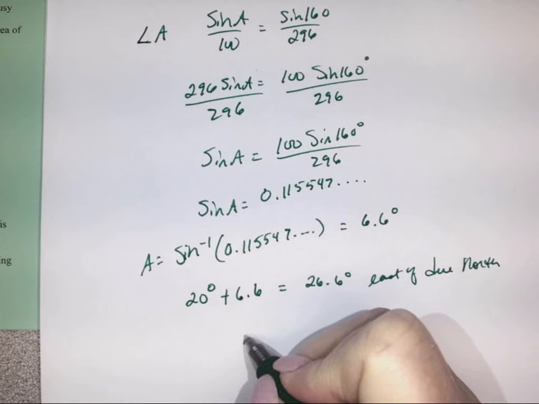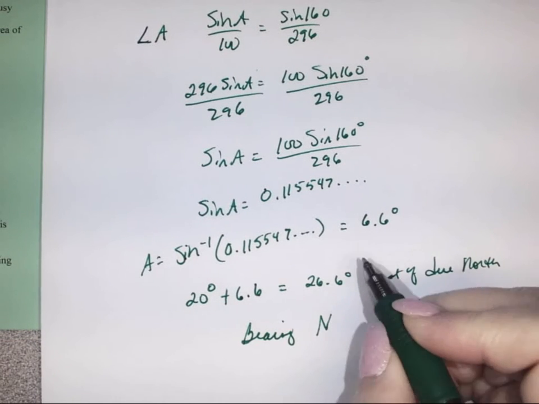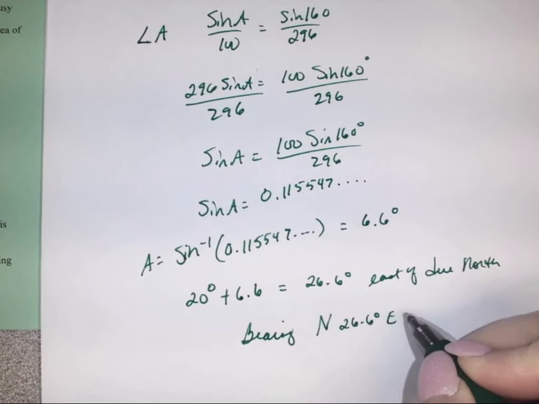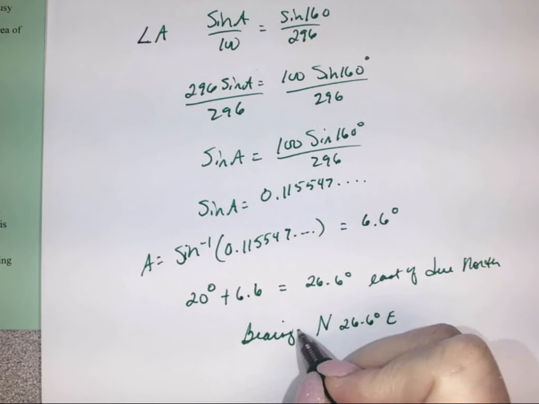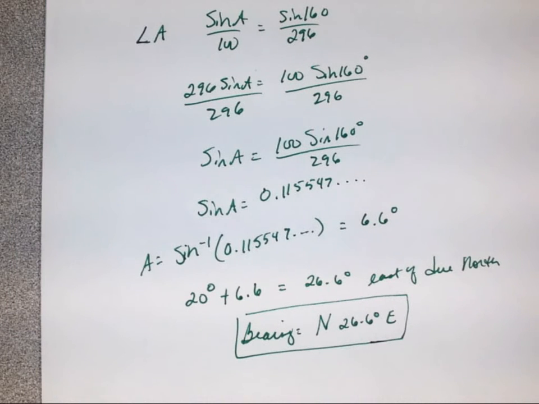So if we're looking for the bearing, it would be that we're going north 26.6 degrees east. This would be your final answer, putting it in that bearing mode. And again, if you wanted to round that to 7, you can do that. I would be okay with that in my class. Always look to see what your instructor is doing because they're the one that's grading your items and what they think is okay and not okay.